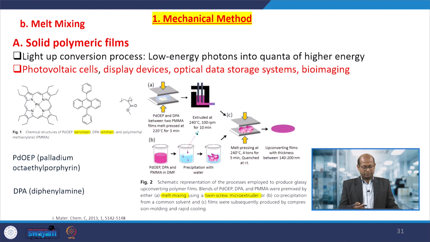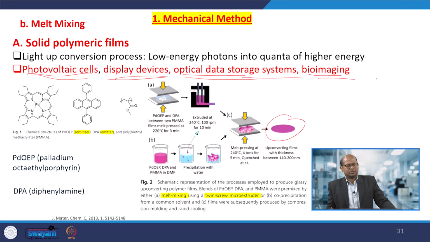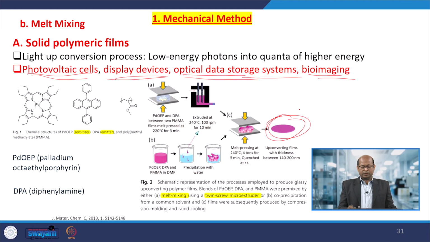So these mixed materials we can make into thin film formations. Depending upon our applications, such as photovoltaic cells, display devices, optical data storage systems, or bioimaging, many applications are there. So depending upon the particular material that we want to use for that specific device purpose, we can mix polymeric materials and nanomaterials at a particular temperature, and after that by pressing we can make them into thin films.